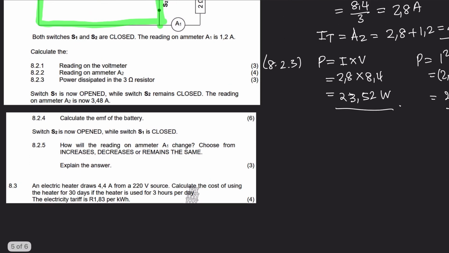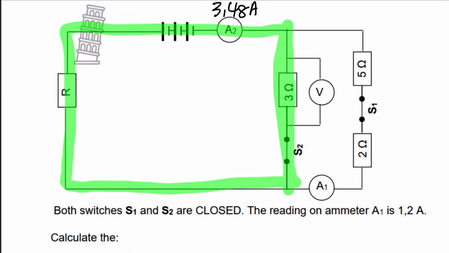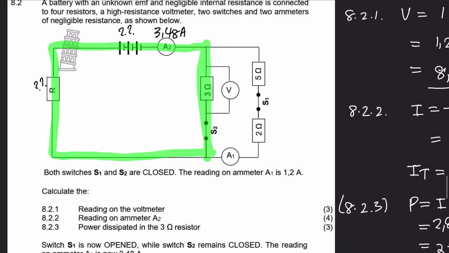So 6 marks, usually 2 calculations or simultaneous. Now, if we consider what we have and what we want, it's most likely going to be simultaneous because if you look at it, we don't know this resistance. And we also don't know this voltage. We don't know the EMF. So there's 2 things we don't know. If you don't know 2 things, you're going to need to use a simultaneous equation. So let's look at how we can work this out.